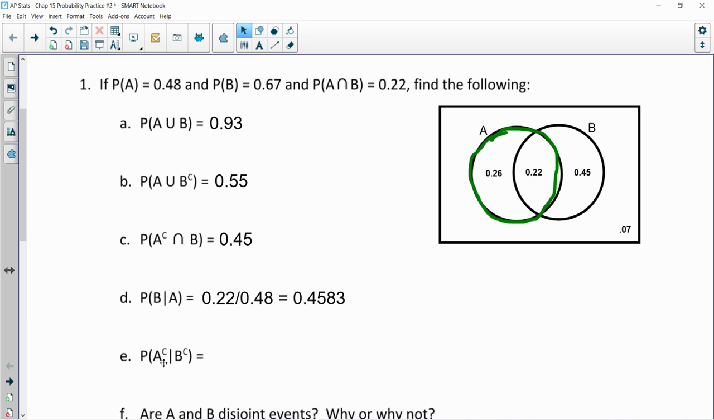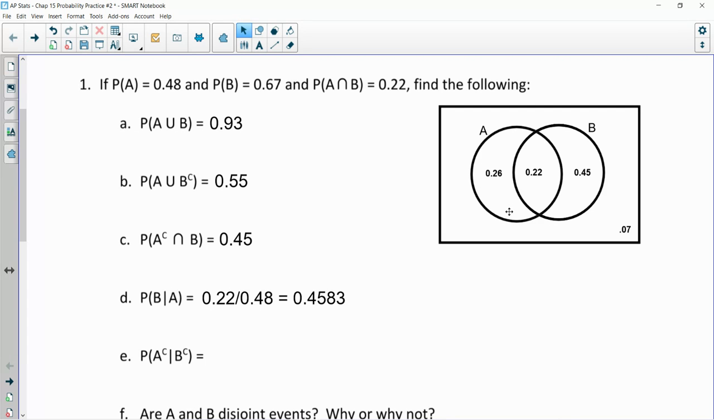Okay, so how about the complement of A? What's the probability we land in the complement of A given we're looking at the complement of B? So where is the complement of B? The complement of B is anything not inside circle B. Okay, so that means everything outside of both circles, which is 0.07, plus this crescent shape here, which is 0.33.